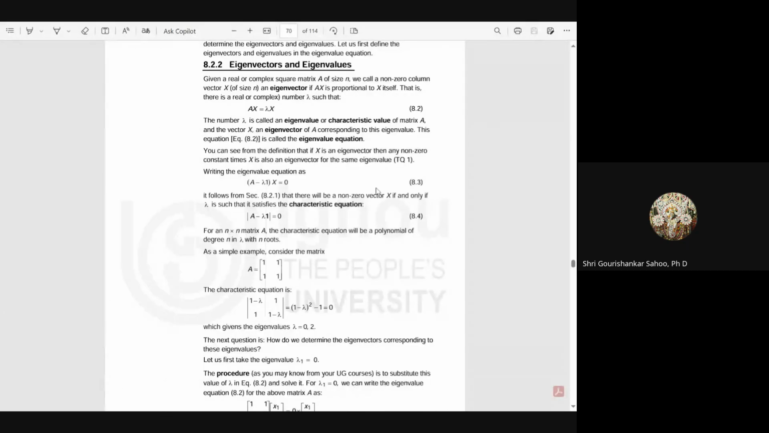Then eigenvectors and eigenvalues. You see here the characteristic equation det(A minus lambda I) is equal to 0, and the eigenvalues will be lambda equal to 0, 2. This is evaluated from the characteristic equation. The diagonal values are written as 1 minus lambda because the diagonal elements are 1 in both the cases. So (1 minus lambda) squared minus 1 is equal to 0. By solving it, you have lambda equal to 0, 2, which are the eigenvalues. So what is an eigenvalue, anybody?